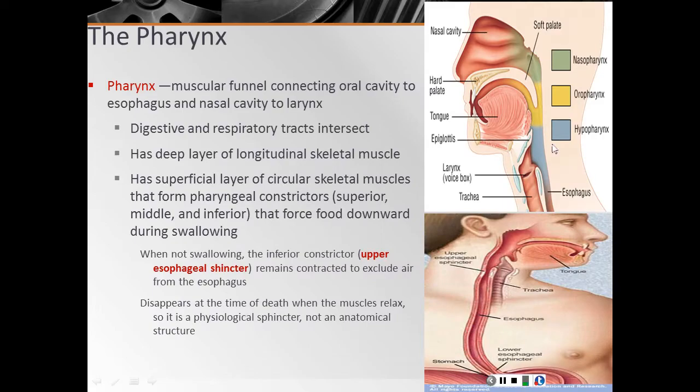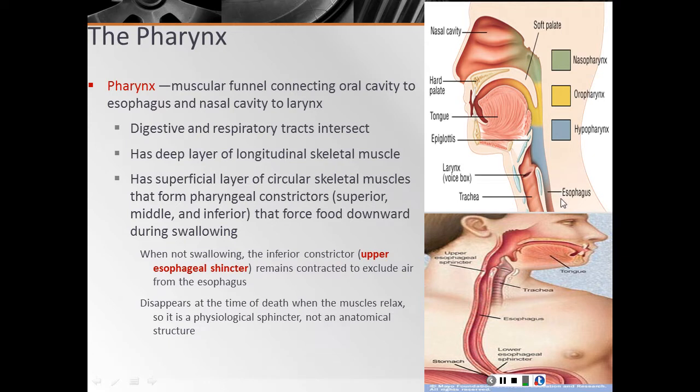Here's a couple pictures I have on the right hand side, and you'll notice where the pharynx is located. Now, we already know it's a muscular funnel, and it's going to connect this oral cavity to the esophagus, which you see down here, as well as connecting the nasal cavity to the larynx.